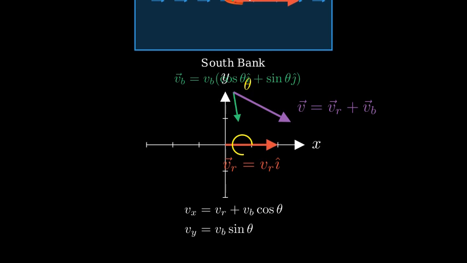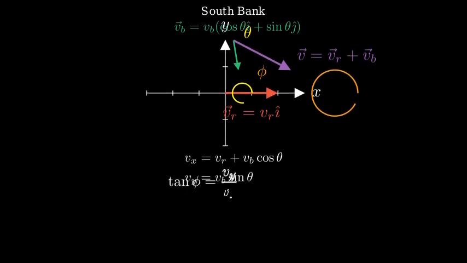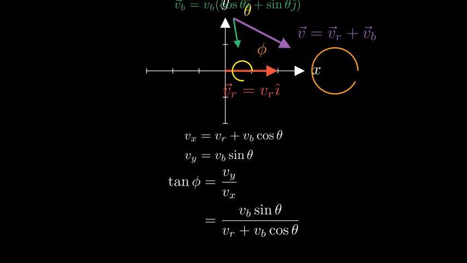To minimize drifting, we need to understand what causes it. The drift is related to the angle phi that the resultant velocity makes with the x-axis. This angle is given by the tangent of phi, which equals v sub y divided by v sub x. Substituting our component expressions, we get tangent phi equals v sub b sine theta divided by the quantity v sub r plus v sub b cosine theta.